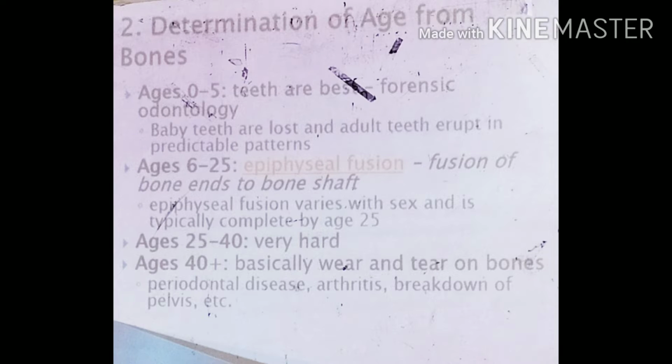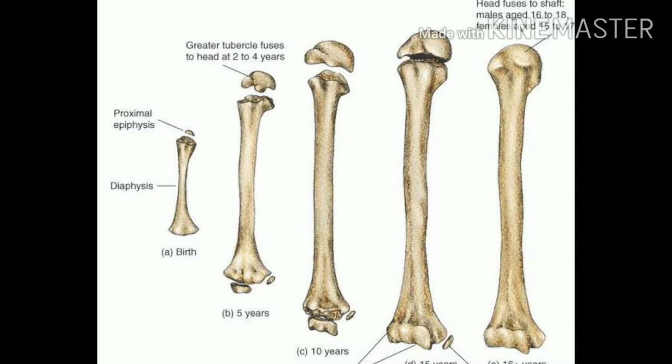And now, for the determination of age from bones. Ages 0 to 5, teeth are the best to identify in this age because baby teeth are lost and adult teeth erupt in predictable patterns. And for ages 6 to 25, epiphyseal fusion, the fusion of bone ends to bone shaft. Epiphyseal fusion varies with sex and is typically complete by age 25.